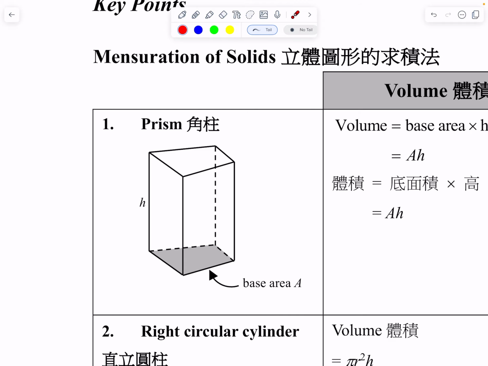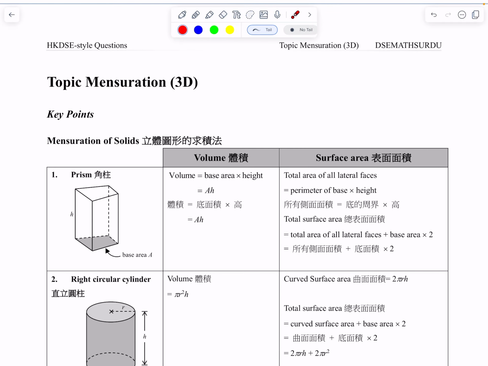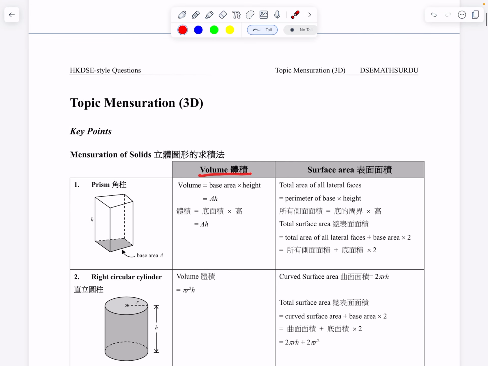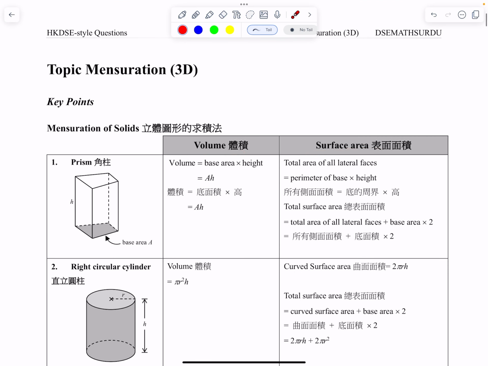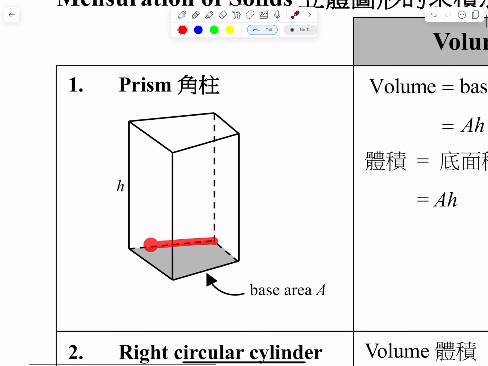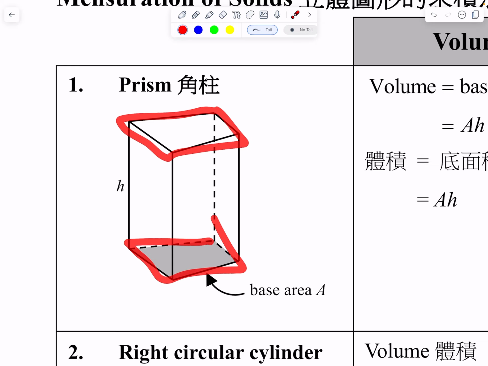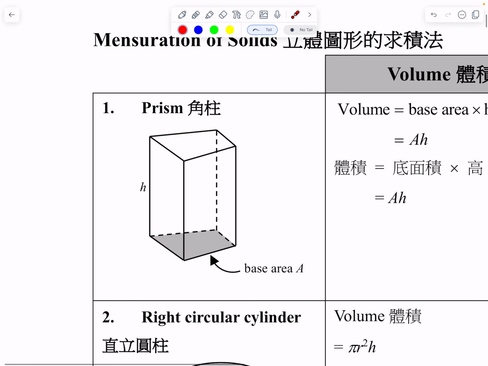And then what's so special about it? If you want to find volume, you will have to find two main things: volume and also the surface area. Volume, for everything actually, will be base shape area times the height. Whatever the shape is at the base, you find the area of it first, and then times height, you will have the volume. Because we know the bottom and the upper base are the same, you don't need to think too much. So base area times the height.